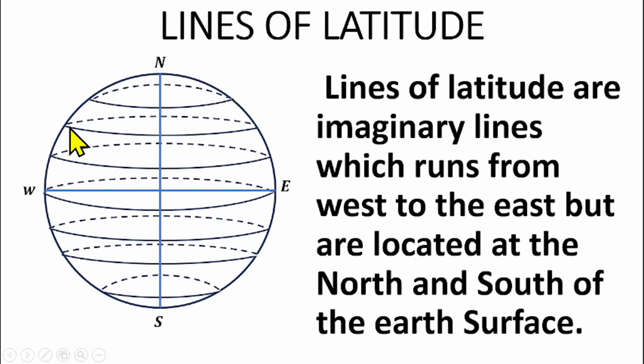You can see, if you look at this one now, this bold line, this bold half of this circle, is talking about the half of the full circle, while this dotted line is talking about the completion of that circle. So they are called imaginary lines because they are not real, like I told you before. But you can see that this runs from the west to the east, and some of them are located at the north, while some of them are located at the south, and they are called lines of latitude.